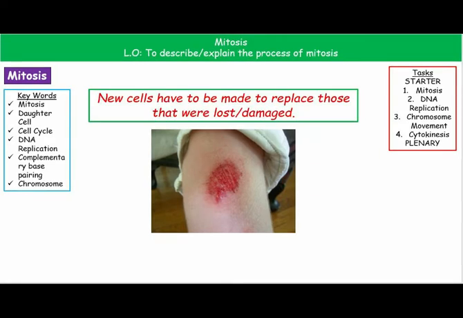Hopefully the key point that we've got written down is the fact that new cells have to be made to replace those that were either lost or damaged in that injury. So if you've got something about new cells being made, give yourself a tick for that. Now, some of you might have gone into a lot more detail talking about blood clots and scabs and things like this, but we're not really going to look at that in any real detail until we come on to B6. So that will be part of this, but we're not going to look at that today.